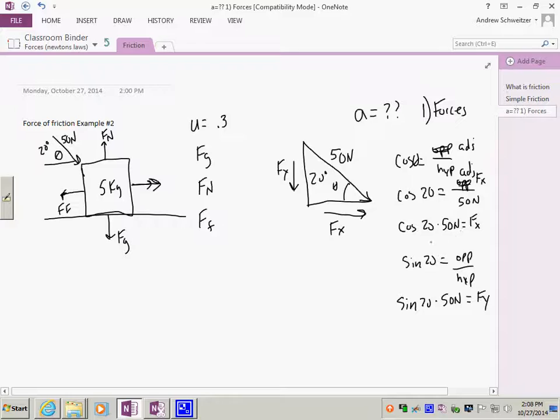So keep in mind the force in the x direction almost always coincides with the cosine. Force in the y direction almost always coincides with the sine. Okay. So let's go ahead and actually calculate these values. Grab your calculator.